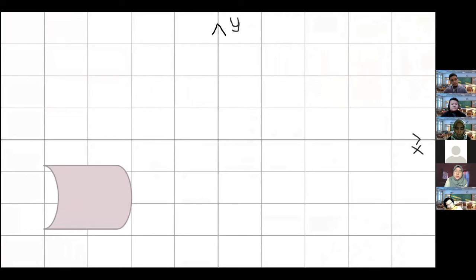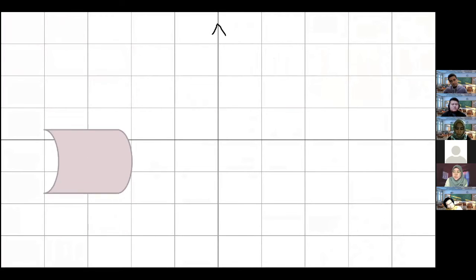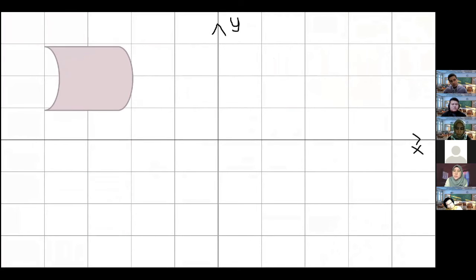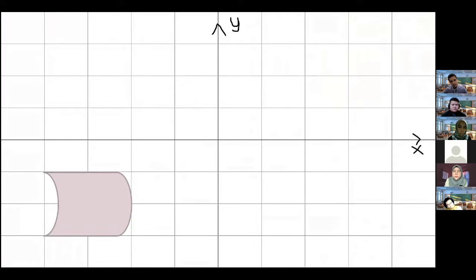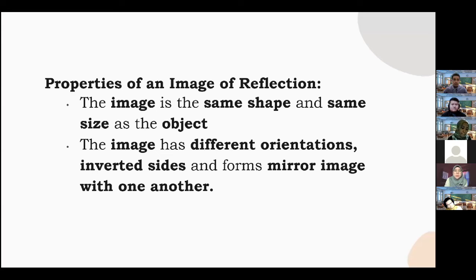If I want it to be reflected through the x-axis, the image will be like this. Next, the properties of the image of a reflection: the image has the same shape and same size as the object. The image has a different orientation, inverted sides, and forms a mirror image with the object.